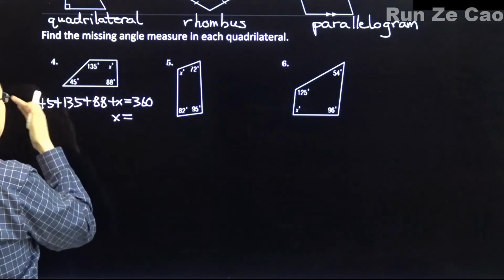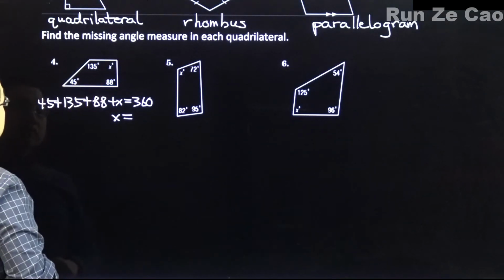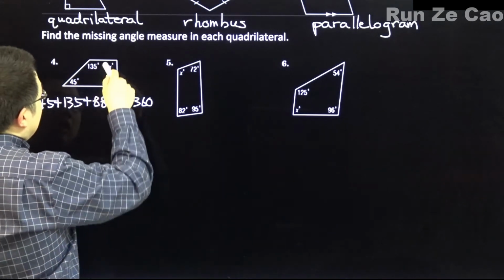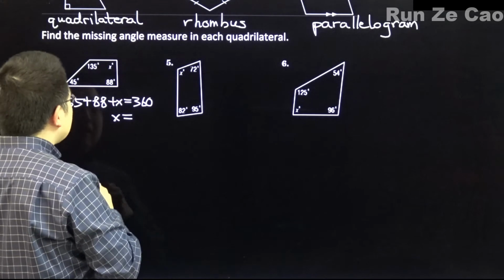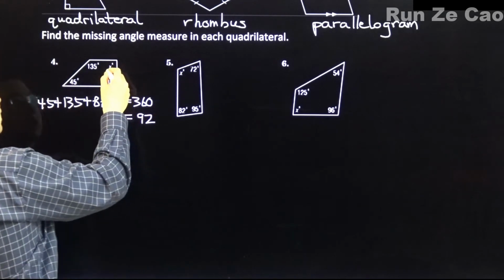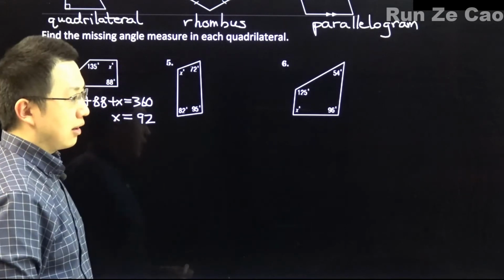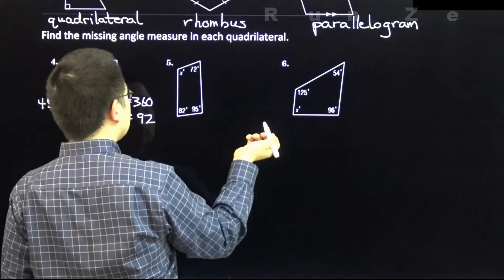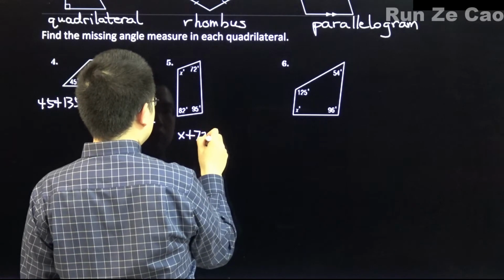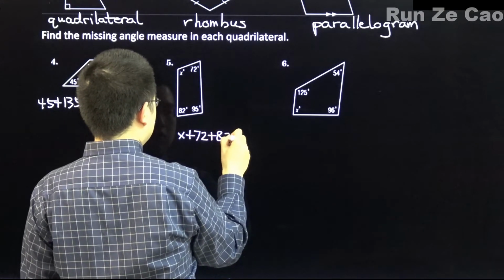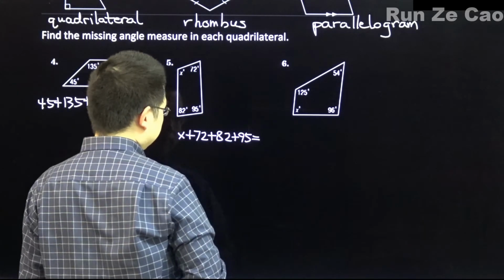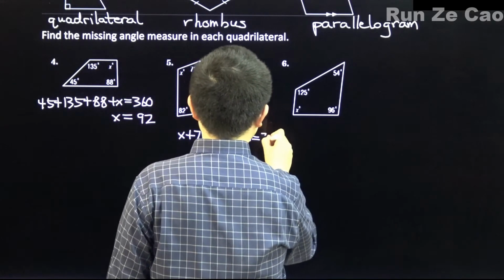So, on this side, we have 180 degrees already. So 180 minus 88 is 100 minus 8, so 92 degrees. Wait, we already have a degree symbol there, so just 92. Now here, x plus 72 plus 82 plus 95 is equal to 360.